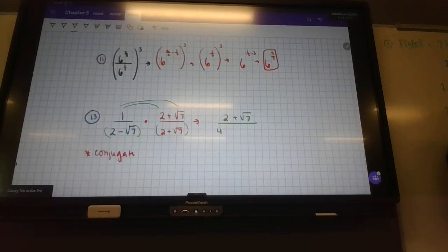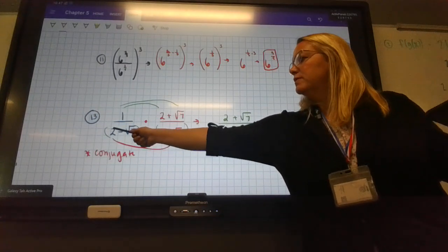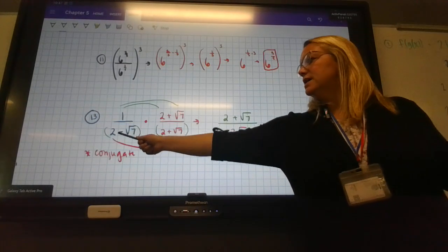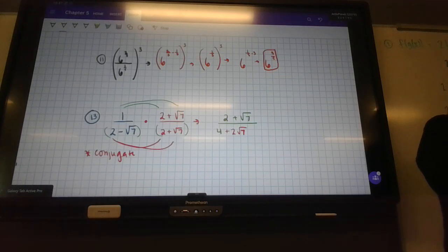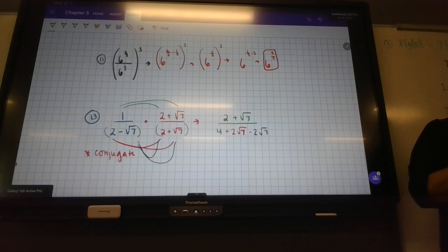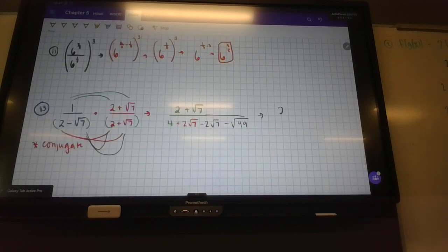Two times 2 is 4. 2 times the square root of 7. You can't multiply those because the 2 is not under the radical. So if this was square root 2, I would have written 14, but since it's not, it just lands out in front. Minus 2 square root 7 minus the square root of 49. The terms in the middle are opposites.